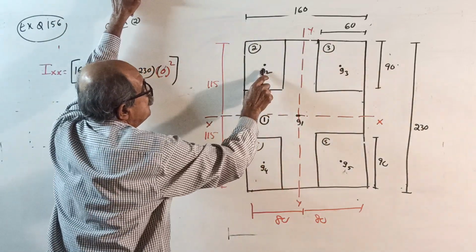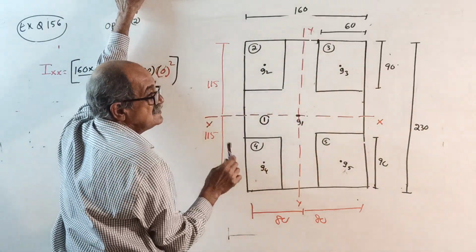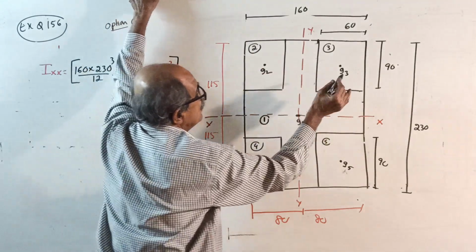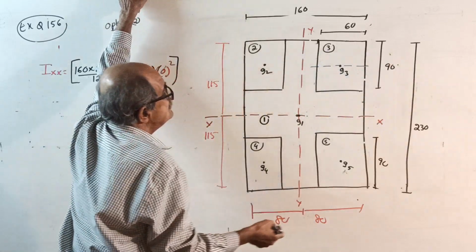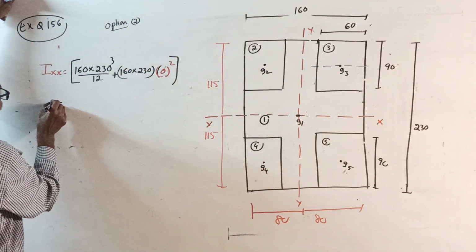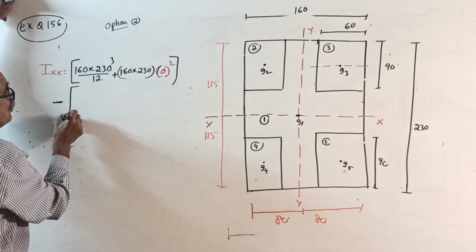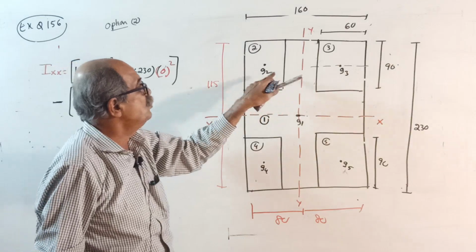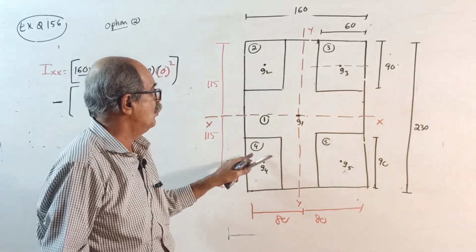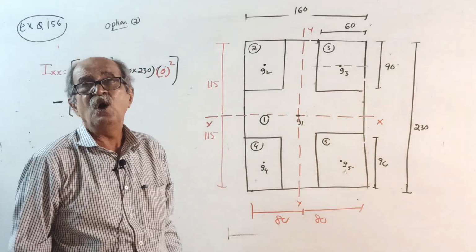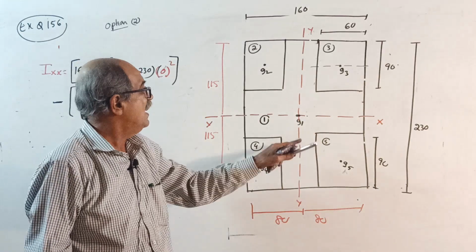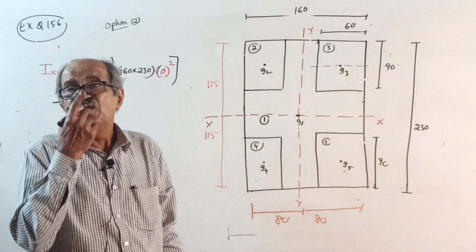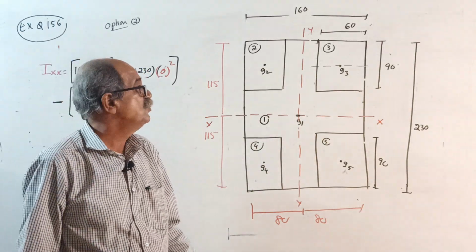Now, 4 identical rectangles. You do it for any one of them: I about its own axis. Very important, minus here. Ixx of 2, ixx of 3, ixx of 4, ixx of 5 are all equal. The final answer is ixx of 1 minus ixx of 2, 3, 4, 5. You have to do it all directly.